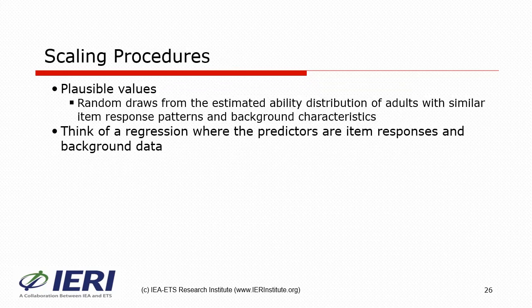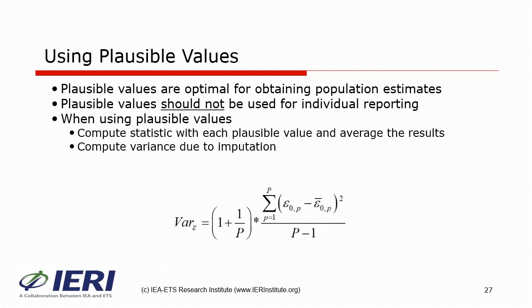As part of the scaling procedure, plausible values are used. Plausible values are random draws of the estimated ability distribution of adults with similar item response patterns and background characteristics. Think of a regression where the predictors are item responses and background data. Plausible values are optimal for obtaining population estimates. They should not be used for individual reporting.